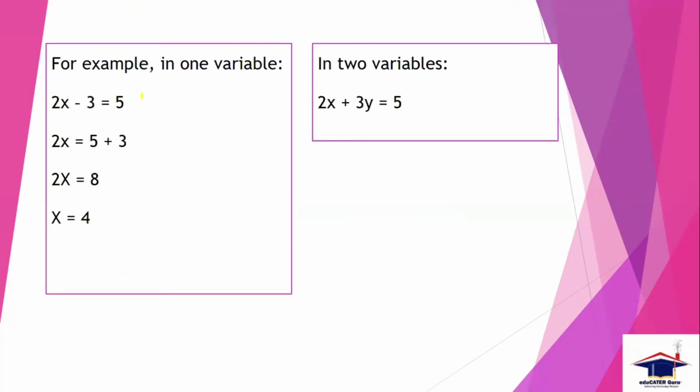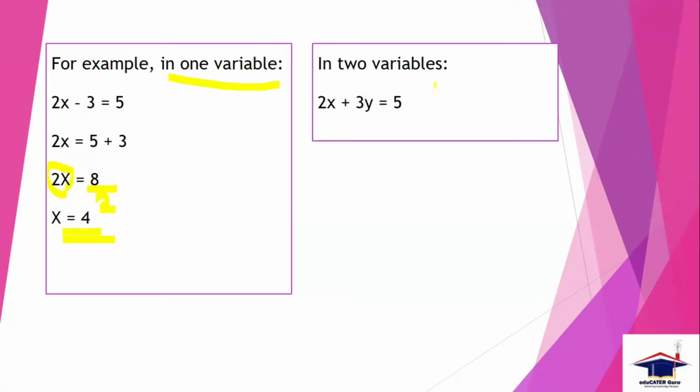Next, for example, in the one variable case, 2x minus 3 equals 5. 2x equals, when you take a term from the left hand side to the right hand side, the sign changes. If it is minus, it will become plus. If it is plus, then it will become minus. So when minus 3 comes to the right hand side, it becomes plus 3. So 2x equals 5 plus 3. 5 plus 3 is 8. So 8 divided by 2. When any product comes to the right hand side, it becomes divided by, it comes to the denominator. So 8 by 2 is 4. Hence the value of x is 4.